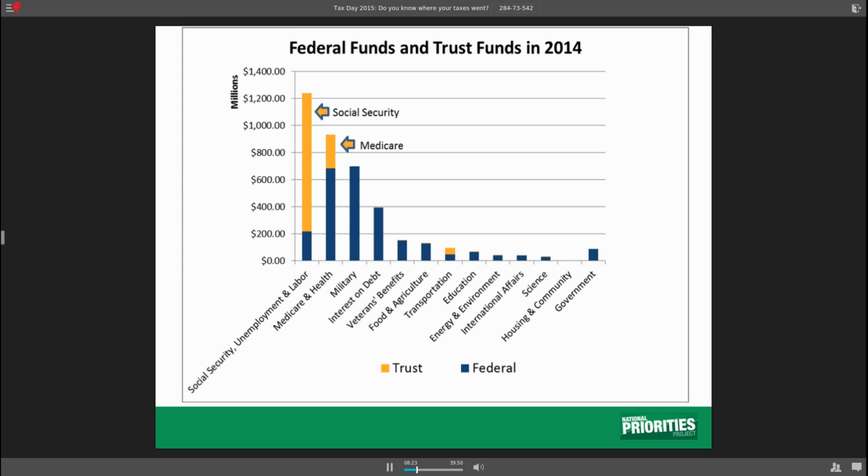So from this point forward, when we talk about how our government spends your tax dollars and things like that, we'll be talking about federal funds, the blue parts. So even though you pay lots of payroll taxes for Social Security, we'll be talking about the portion of your income taxes that makes up that blue part, that's federal funds.